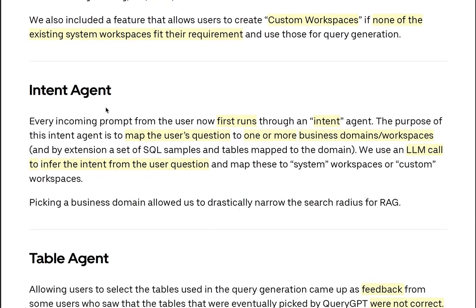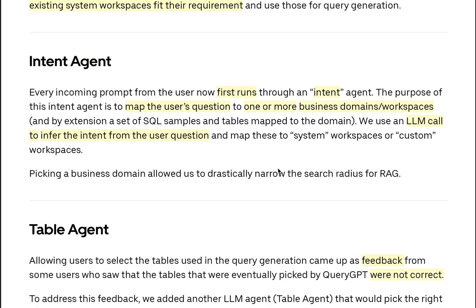So talking about the intent agent, as we discussed, this is the first agent that is going to be triggered, and its role is to map the user's intent question to one or more business domain workspaces and fetch all the SQL samples and tables which are tagged to that particular workspace. Now this drastically reduces the total amount of search that was done to find the right tables. So this is the first thing that was.